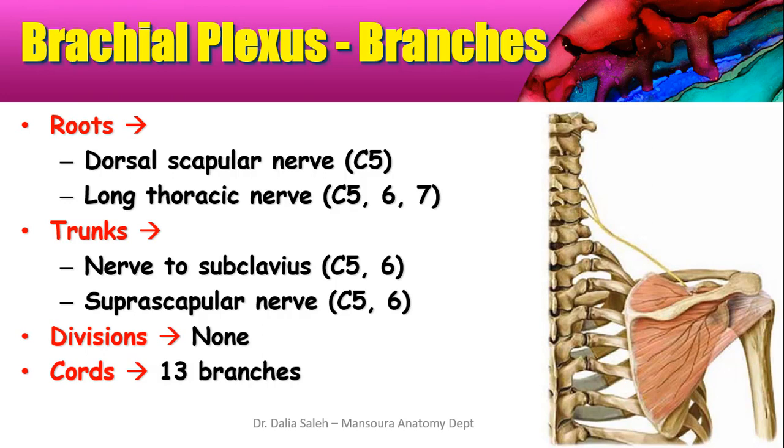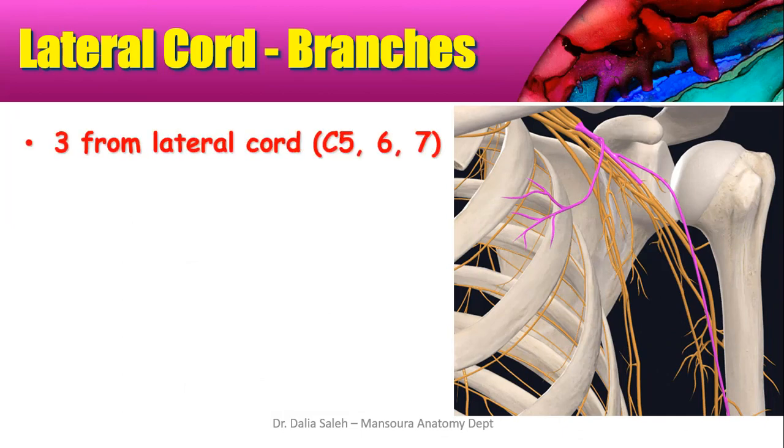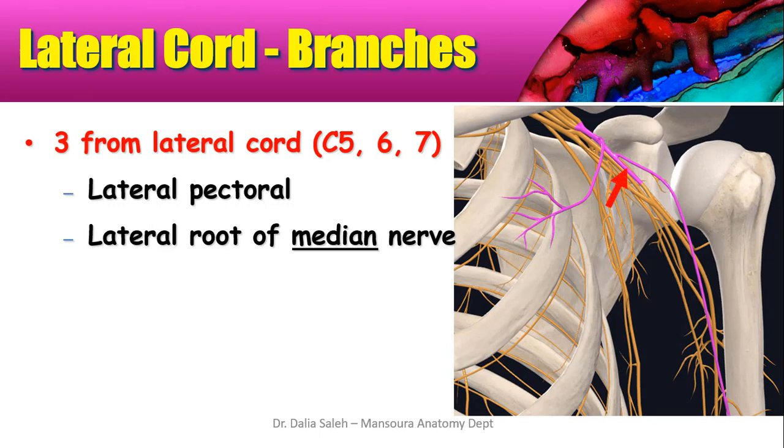3 from the lateral cord, 5 from the medial cord and 5 from the posterior cord. The 3 branches that arise from the lateral cord of the brachial plexus are the lateral pectoral nerve for the pectoralis major muscle, the lateral root of median nerve that will share in the formation of the median nerve itself, and the musculocutaneous nerve that will supply the muscles at the front of the arm.